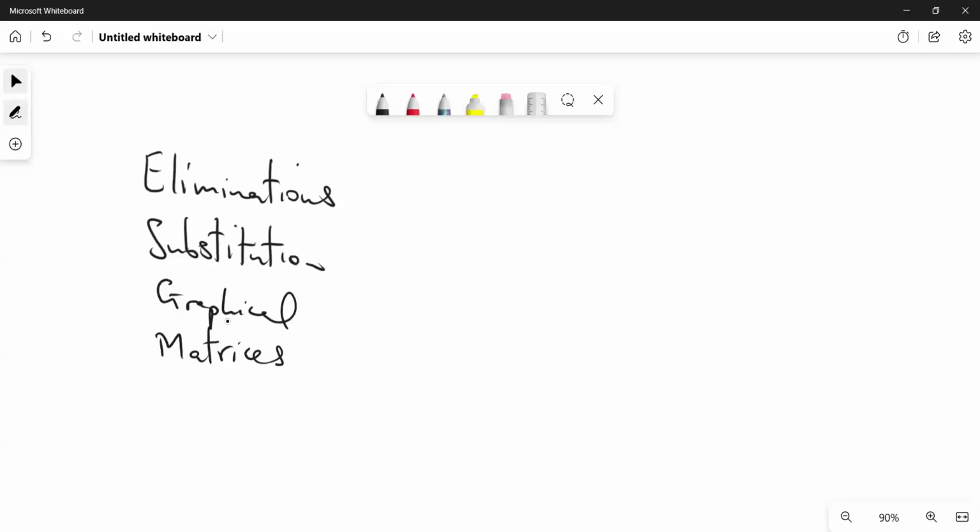Tonight we're going to look at elimination and substitution. We're not going to touch on the graphical approach, and later in the course I may touch on, depending on how time goes, we're going to talk a little about matrices and how they can be used to solve simultaneous equations.